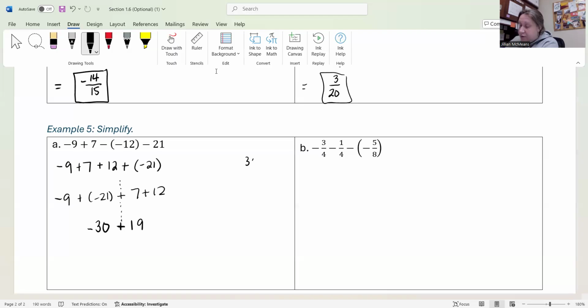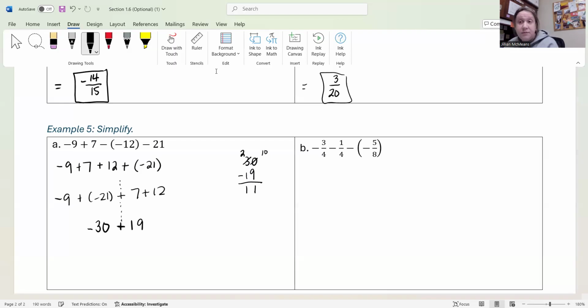So the absolute value of -30 is 30. The absolute value of 19 is 19. I want to subtract. So if you can't do this one in your head, that is fine. Do the side work. We can't take 9 from 0. So we convert the 3 to a 2. We borrow. The 0 becomes a 10. 10 minus 9 is 1. 2 minus 1 is 1.